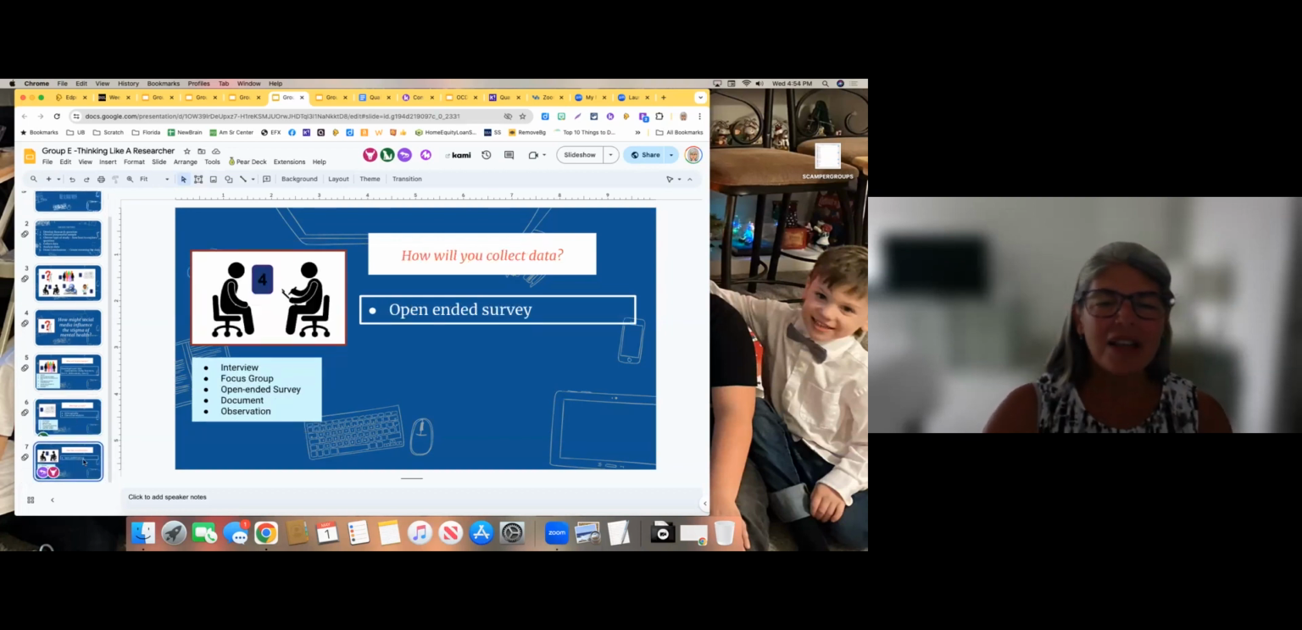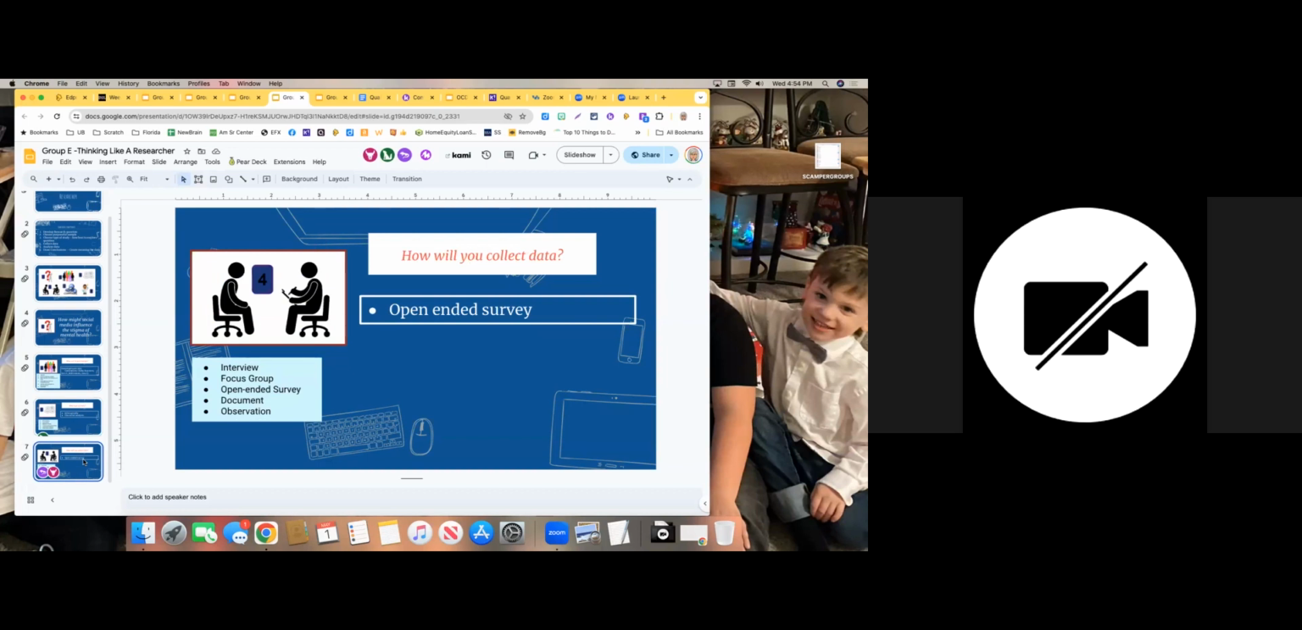Good. And now let's talk about how you're going to collect your data. So we decided to do an open-ended survey. We can ask a lot of questions and get a good baseline with this. We can ask more specifically, like Jenna mentioned, how much social media usage in a day do you have? And you can actually find those statistics through your phone. So it sets a really good standardized base.